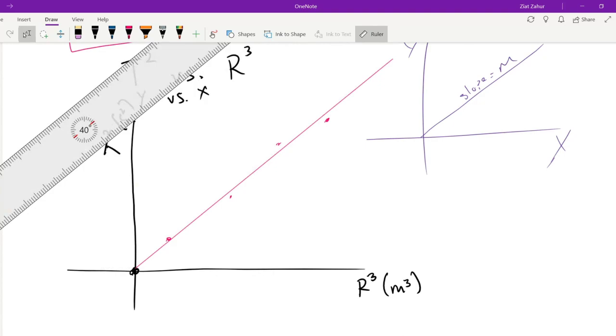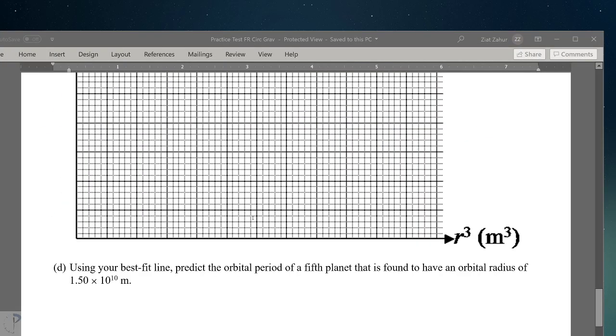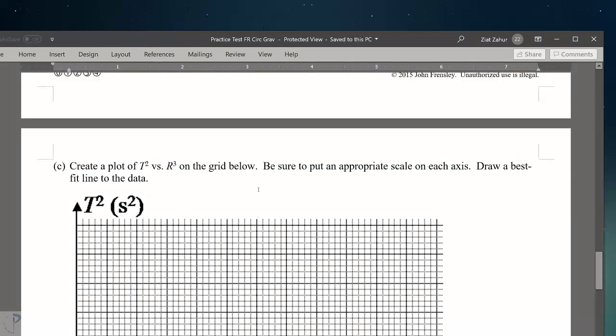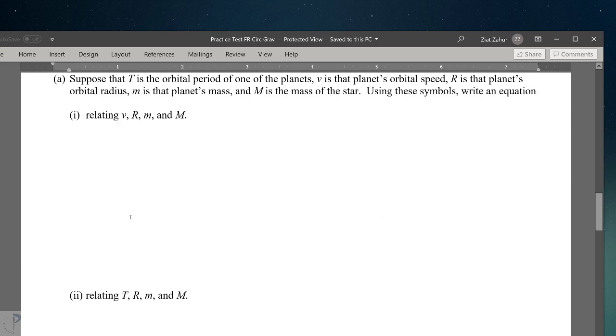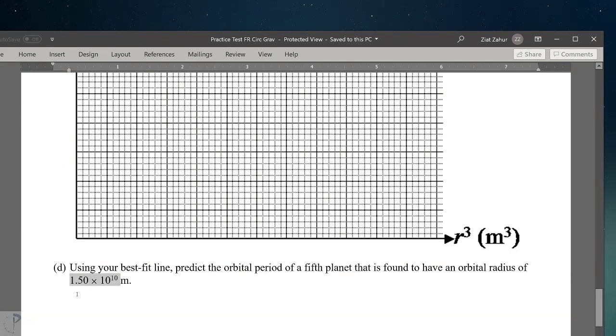Okay, so the best fit line may not technically touch all the points. And then this says use the best fit line to predict a fifth planet that has a radius of, what was the radius? The radius is 1.5. Now if I take a look at the planetary data that was given, the other planets are 1.2, 1.98, 2.83, and 3.71. So 1.5 is between the first and second planets, right?